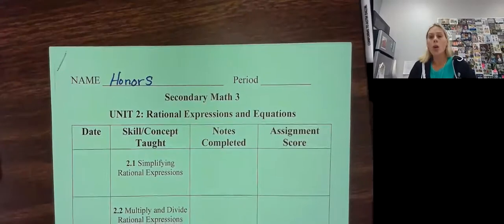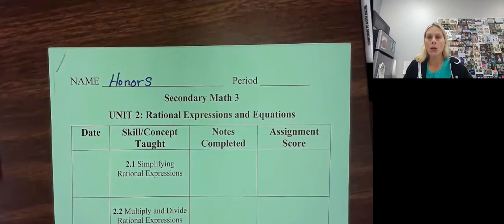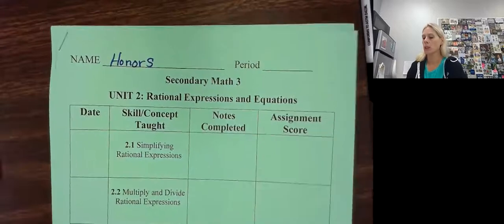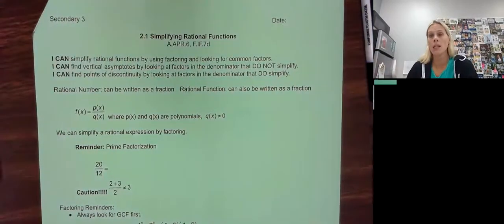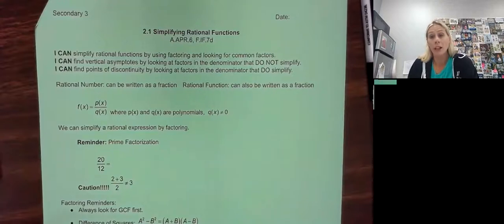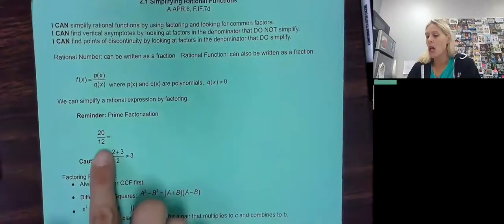Hello, everyone. So we are starting Unit 2, and we're going to be dealing with rational expressions and equations. Our first topic is simplifying rational expressions. We need to remember a couple of things because factoring is going to be a huge part of the first step, okay? The idea is we're going to simplify it, just like fractions, just like it says here.